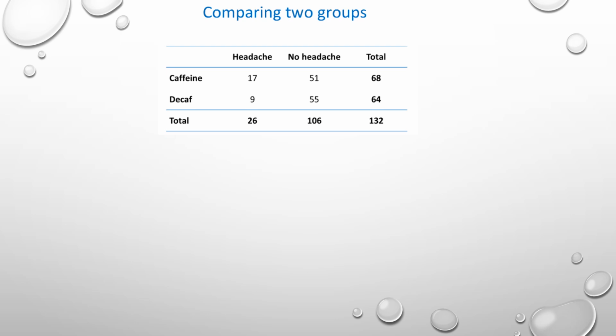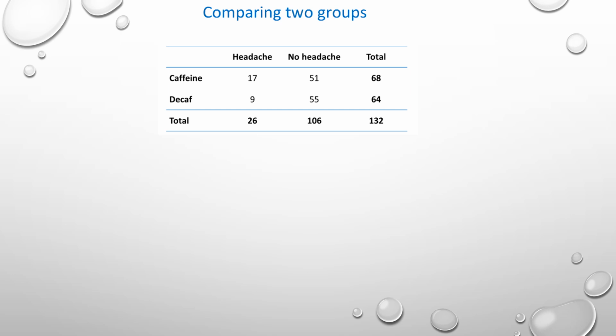For learning about risk and odds, we can go through an example. We are comparing two groups. One group of individuals consumes caffeine drinks and another group of individuals consumes decaffeinated drinks.